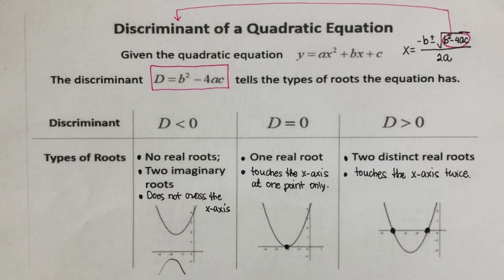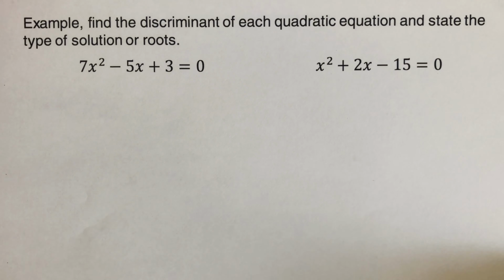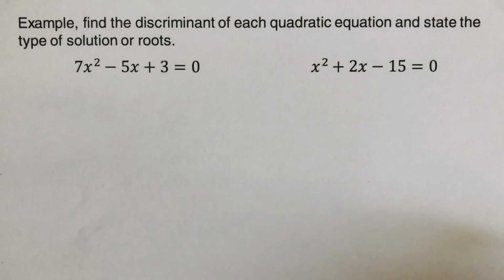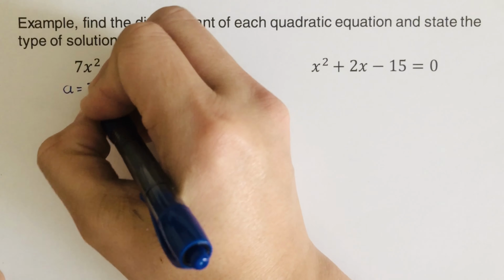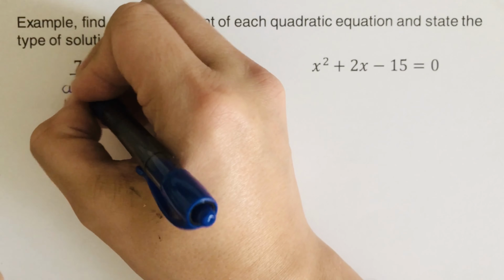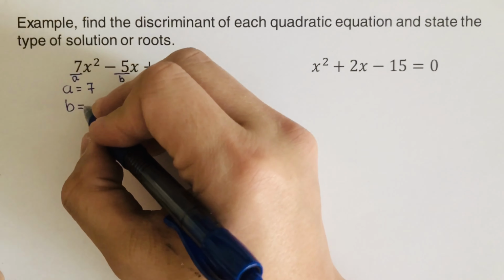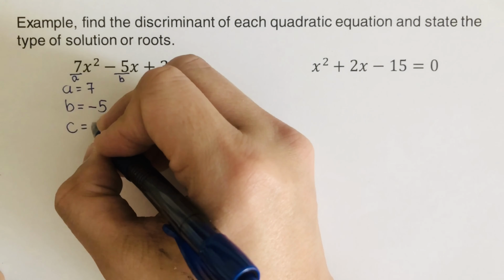Okay, let's have an example to better see how we use the discriminant to determine the shape of the graph. Let's take this example right here. We have 7x squared minus 5x minus 3. Our task is to determine the discriminant and describe the shape of the graph. Here we determine the a, b, and c first. Our a here is 7. This is the a, this is the b, and this is the c. So our b is negative 5 and our c is negative 3.